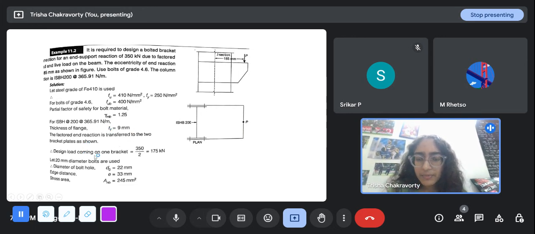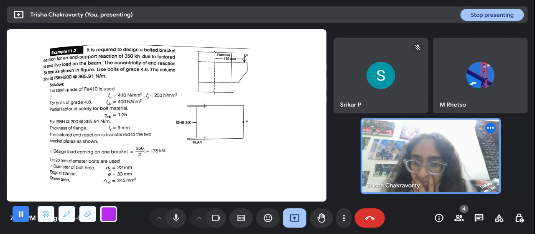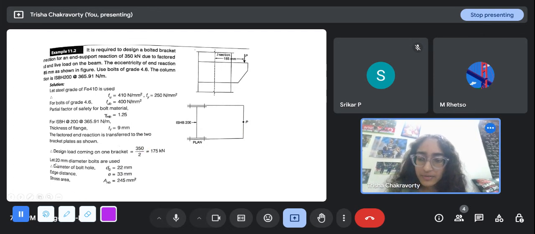Design load coming on one bracket is 175 kilonewton. So there will be two bracket plates, I guess, one on this side, one on that side probably. I don't think the question is clear enough that you have to divide by 2. But anyway, suppose you divide it by 2.